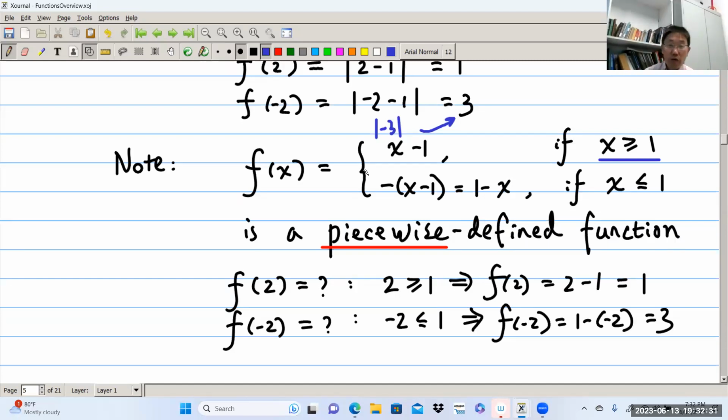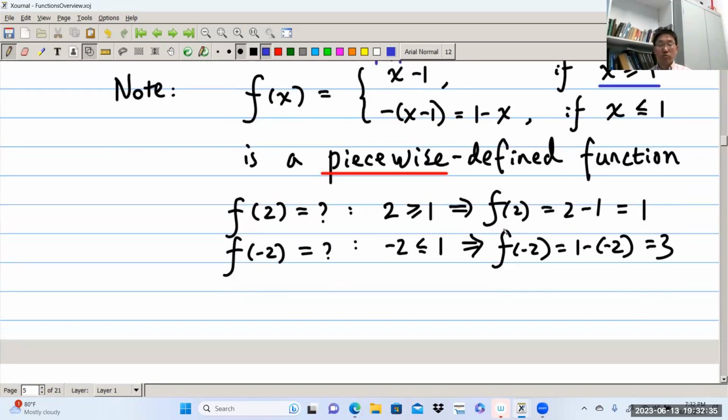So if we are given this piecewise function, now suppose I ask you to evaluate this function. What is f at 2? When you read this function here, it says if x is greater than or equal to 1. Is 2 greater than or equal to 1? Yes.